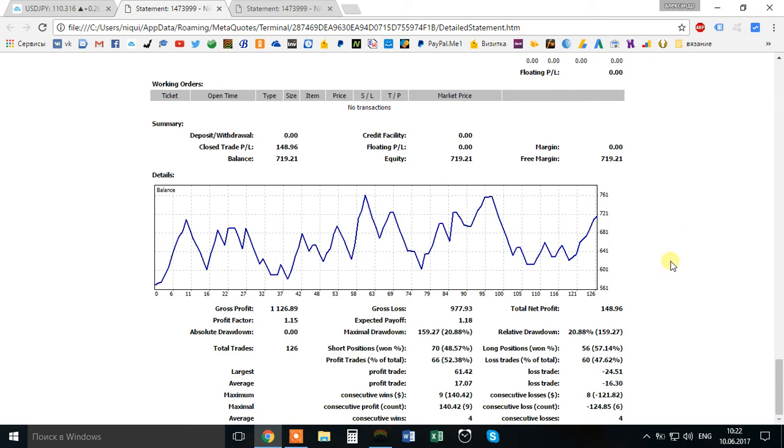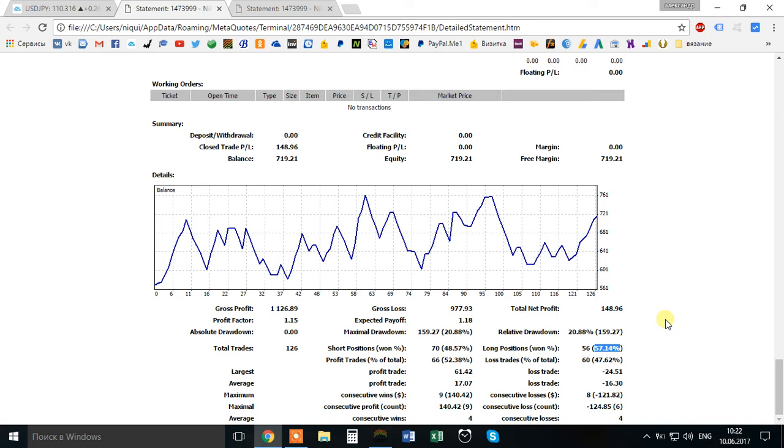What else is pretty remarkable about this statement? Short positions, well, I've been losing more than I made in short positions, but in long positions I've been generating more than I lost. Okay, so I suppose if I'd bet on long only, I'd have 57% accuracy.